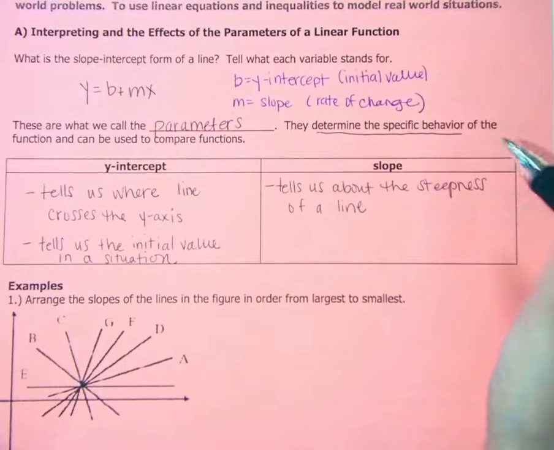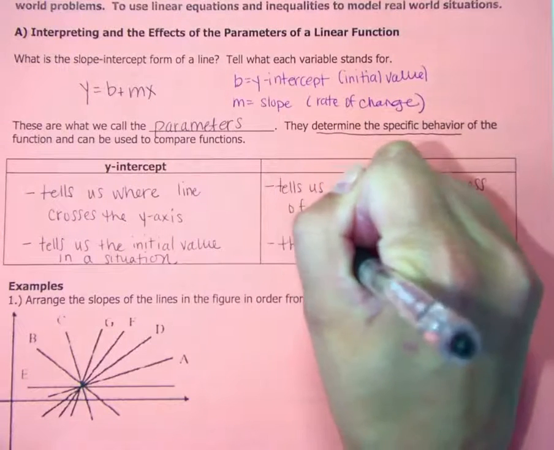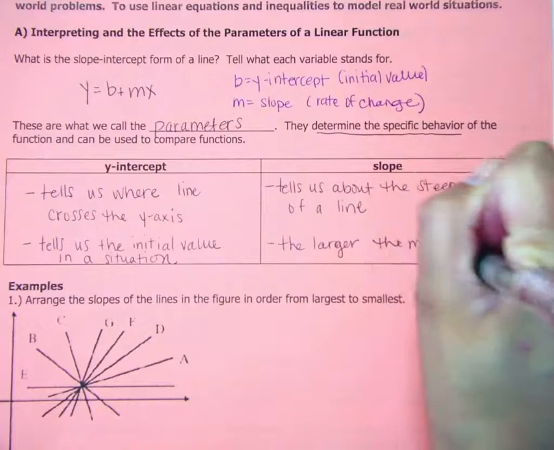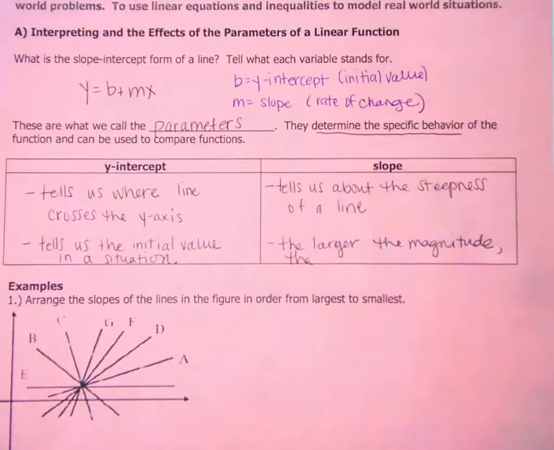Okay, have fun. Okay, so we could also talk about how slope tells us how fast or slow a line is climbing or falling. We can say the larger the magnitude, the steeper the line, and that takes care of both positive and negative.